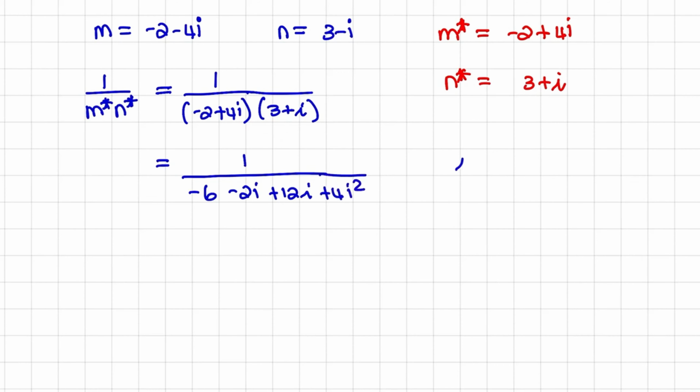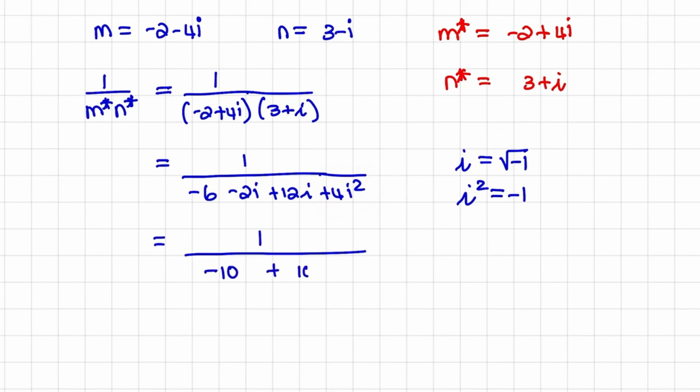So remember that i is the imaginary number, the square root of negative 1, and that i squared equals negative 1. So this last term would be minus 4. So if I add like terms together in the denominator, I have negative 10 plus 10i.